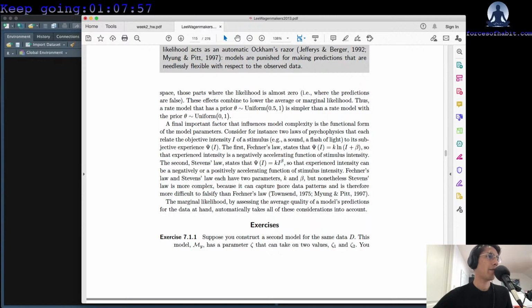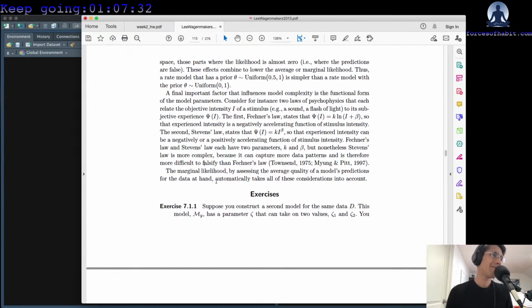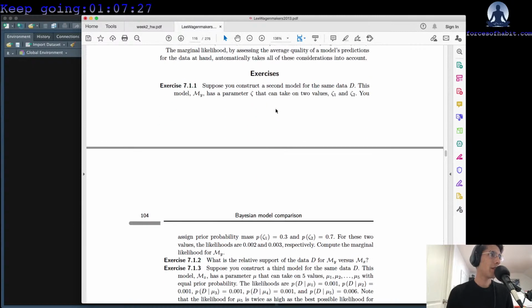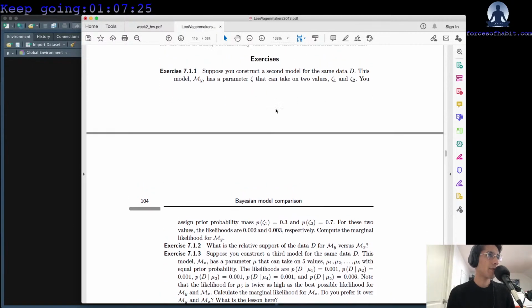Right. Being able to capture more patterns of the data makes it more difficult to falsify. That's a challenge because falsification is in part how we develop, or it could be argued that falsification is one of the ways in which we develop our theories and move science in one direction or the other. More can be said on that, but let's just start moving through the exercises here.